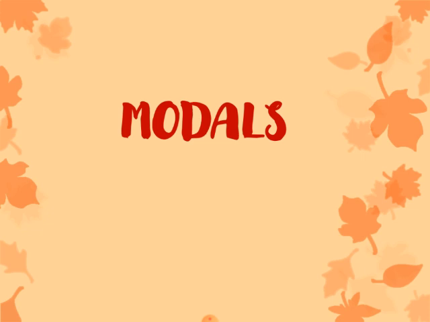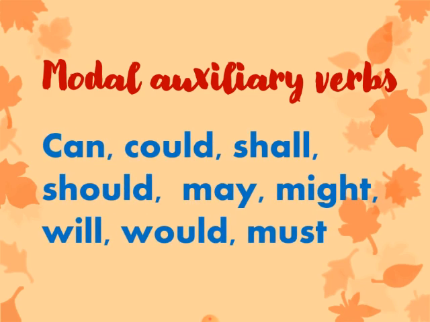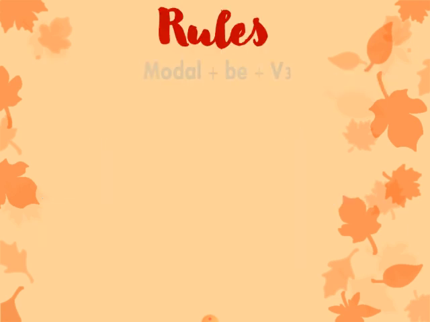Let's move on to modals. When we talk about modals, they are auxiliary verbs. For example, can, could, shall, should, may, might, will, would, must. When you get these modals in a sentence, the formula for these sentences is modal plus be plus past participle form of the verb.